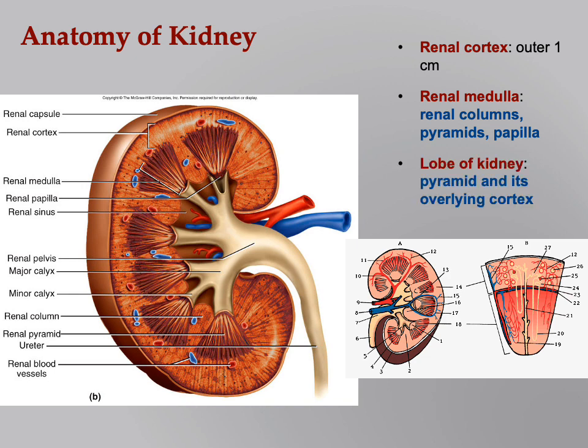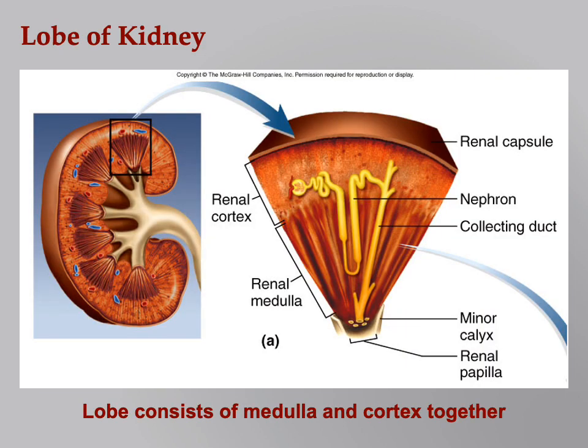And if we slice through, in between the renal pyramids are the renal columns. If we cut out a pyramid, we would slice through the renal columns on both sides. We'd end up with a piece of pumpkin pie, and that's called a lobe of the kidney. And there you go. That's what it looks like right there. That is a lobe of the kidney.